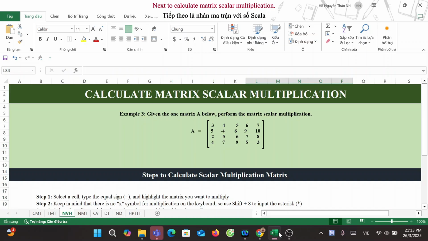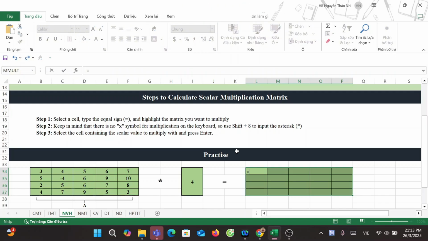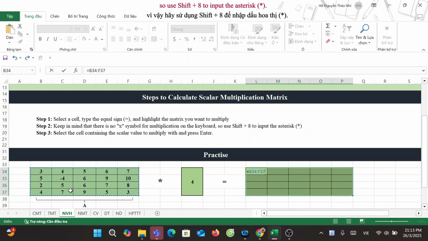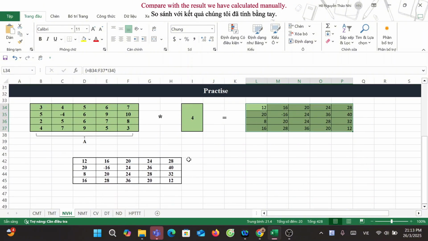Next, to calculate matrix scalar multiplication. For scalar multiplication, the steps are almost identical. Select a cell, type the equal sign, and highlight the matrix you want to multiply. Keep in mind that there is no multiplication symbol on the keyboard, so use Shift and 8 to input the asterisk. Then select the cell containing the scalar value to multiply with, and press Ctrl+Shift+Enter at the same time. Compare with the result we have calculated manually.